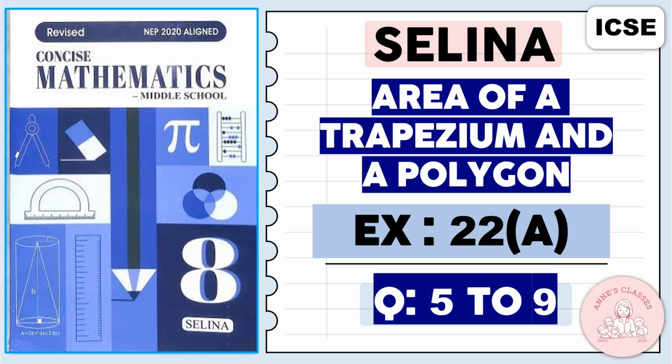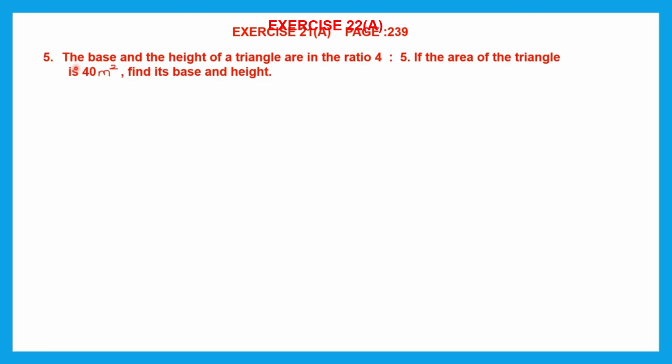Let's do area of a trapezium and a polygon, exercise 22a. Question 5. The base and the height of a triangle are in the ratio 4:5. If the area of the triangle is 40 meters square, find its base and height. So we have been given the ratio of the base to the height, 4:5, but we have to find the actual base and height based on the area of the triangle given to us.